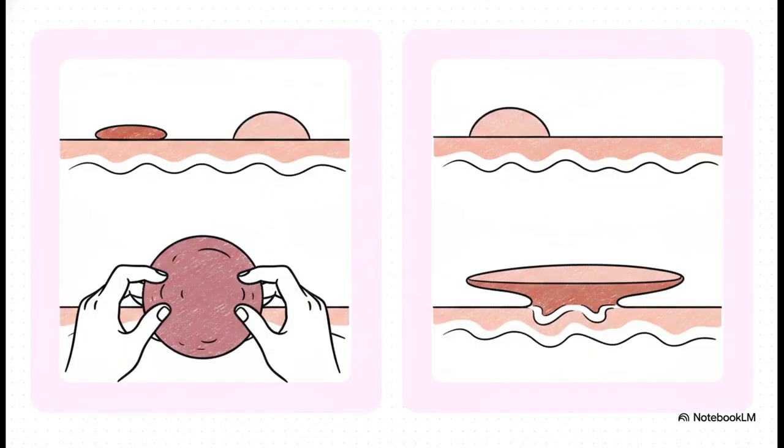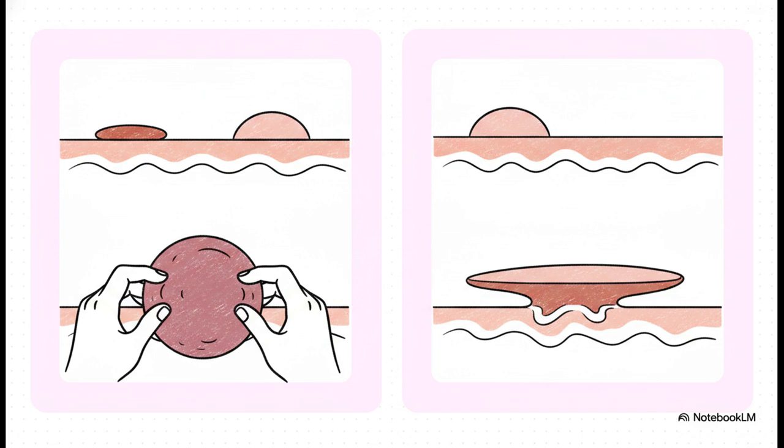Let's clearly contrast these crucial terms, mostly because students tend to mix them up all the time. A macule is totally flat and less than 1 centimeter across. Think of a standard freckle. A papule is also under a centimeter, but it's a raised, solid little bump.